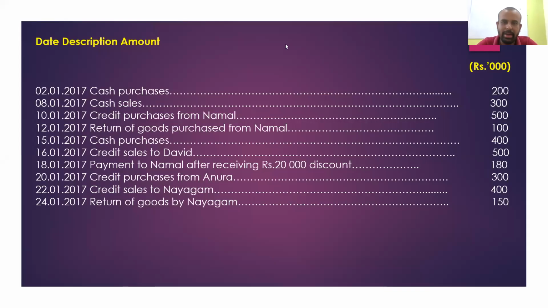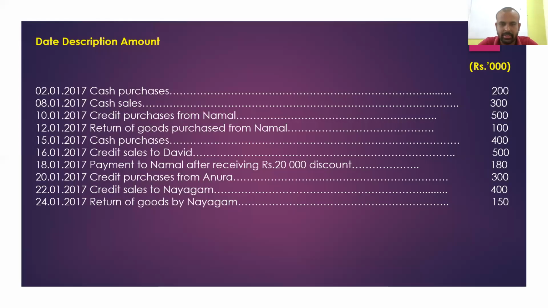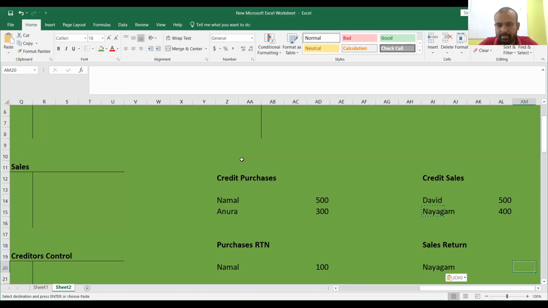Sales return to Nayagam, 150. Sales return. You need to record in the receipts journal, and you need to raise the source document, the credit note. Yeah, it's 150,000.